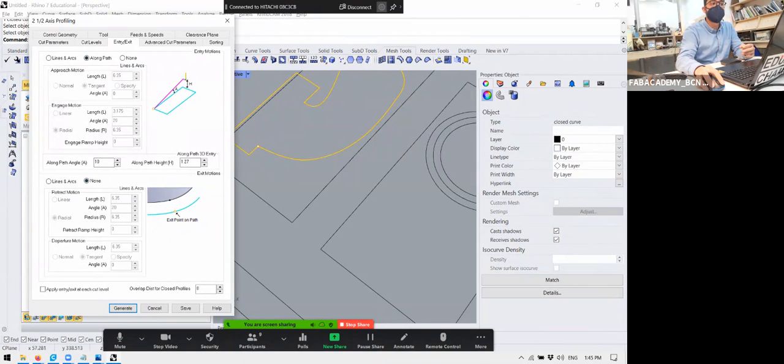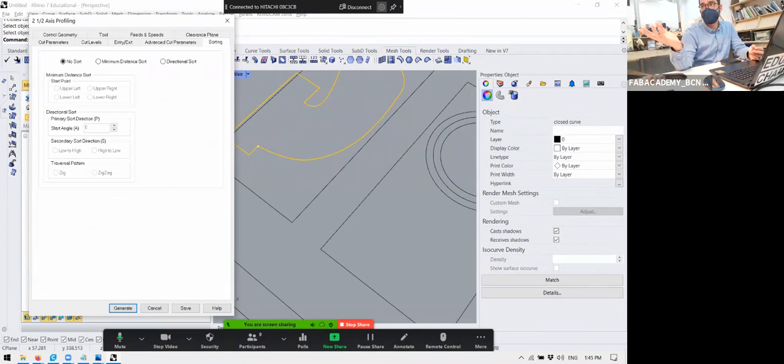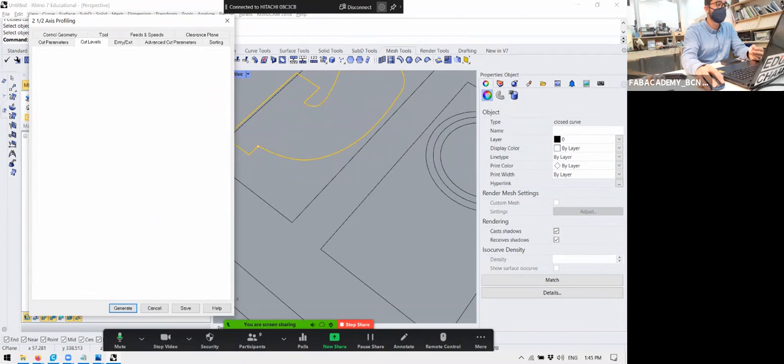Advanced cut parameters. We don't need sorting. This is layer ordering. For example, in the laser, optimize to spend less time. We don't only have one line, so we don't need to spend less time. And we need to choose something. I forgot here. Advanced bridges.